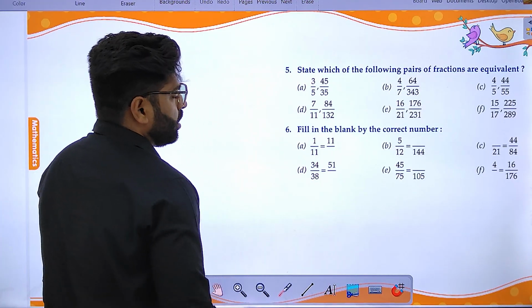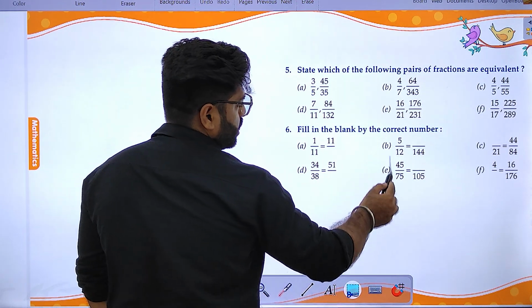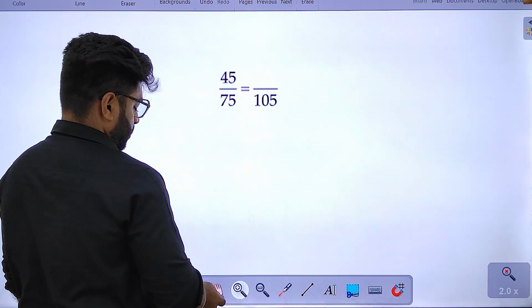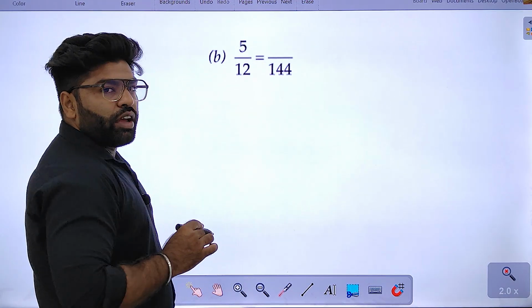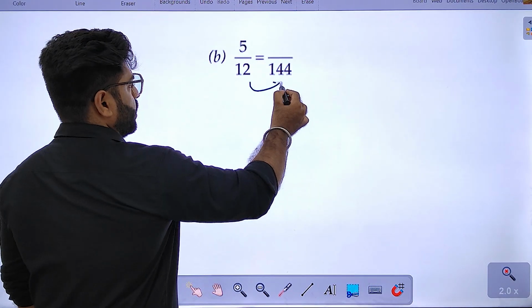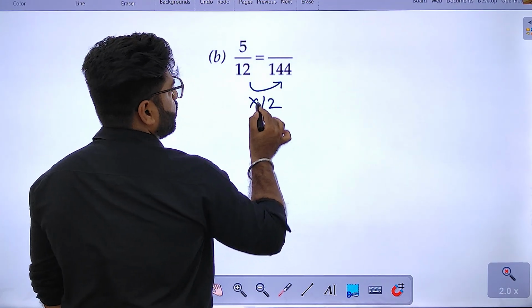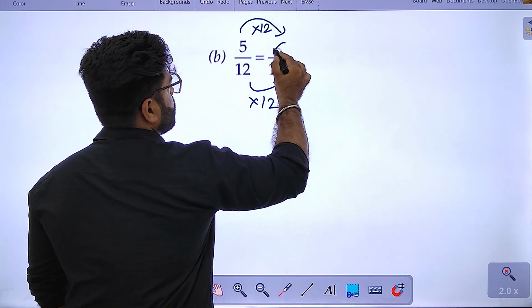Okay. So let's pick this part. So here we are having 5 by 12 and denominator is 144. So if we look here, we have multiplied denominator by 12. In the same way, we have to multiply numerator by 12, and that is 12 fives.